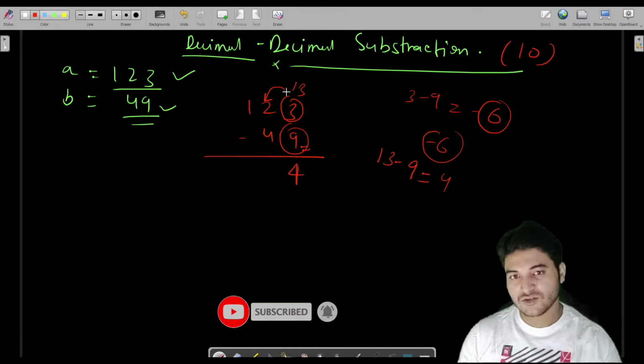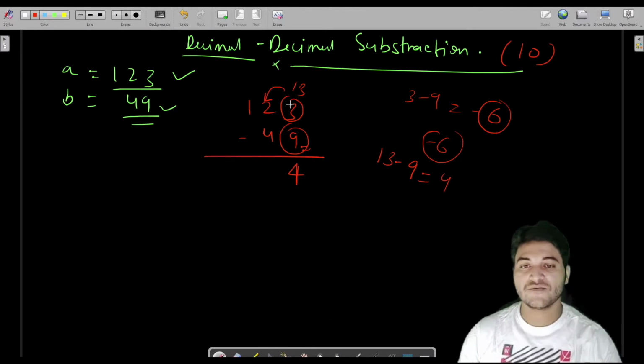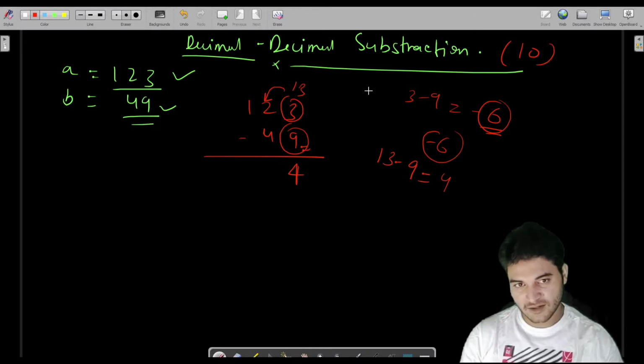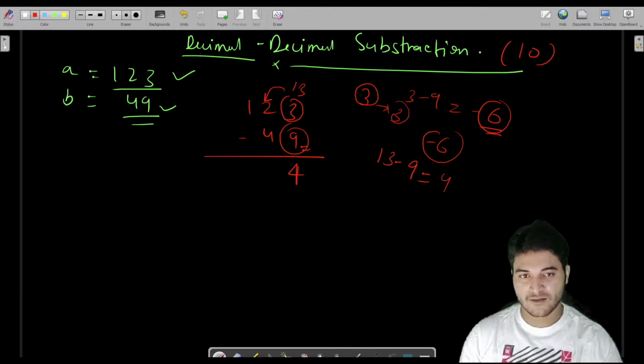Do you see the logic here? We take a borrow from the next digit if we get a negative result by subtracting only these two digits. Then we add 10 here. Previously it was 3 here. Now we have taken one borrow, and we are making this 13. So how do we make this 13? In the context of programming, we just have to add 10 to this.